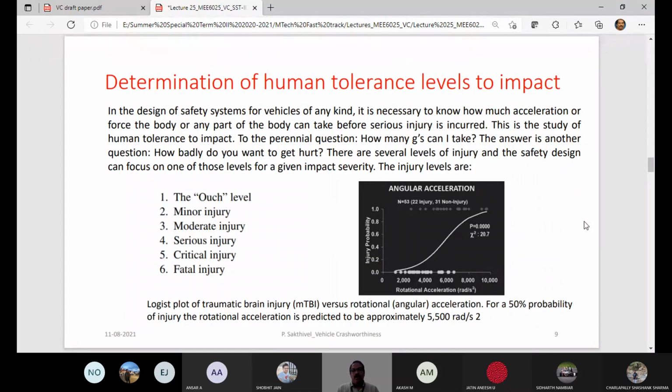Then coming to the third objective, this is the determination of human tolerance level to impact. So in the design of safety systems for vehicles of any kind, it is necessary to know how much acceleration or force the body or a part of the body can take before serious injury is incurred. This is the study of human tolerance to impact.